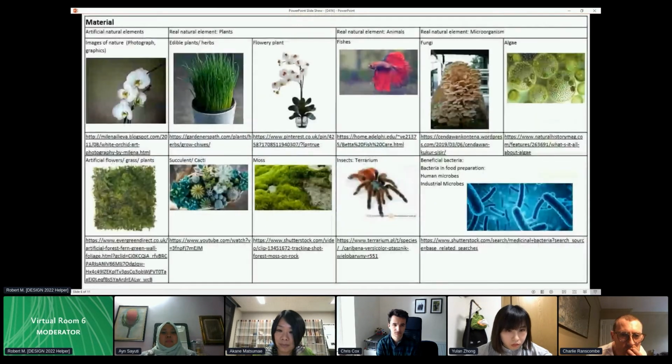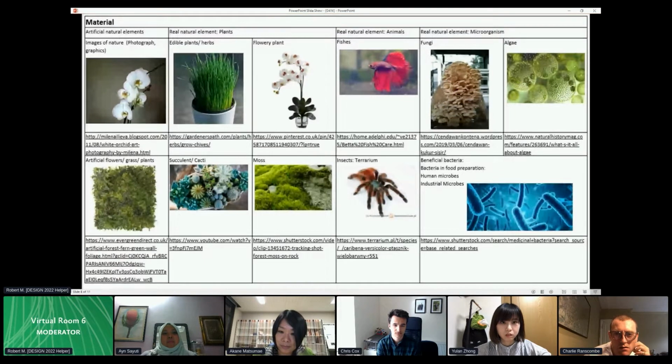To construct the survey, the researcher first identified the different types of biomaterials that are embedded in existing product designs. These biological materials were classified into 4 groups, which are artificial natural elements involving images of nature and artificial plants, real natural element plants, real natural element animals, and real natural element microorganisms, consisting of fungi, algae, and beneficial bacteria.